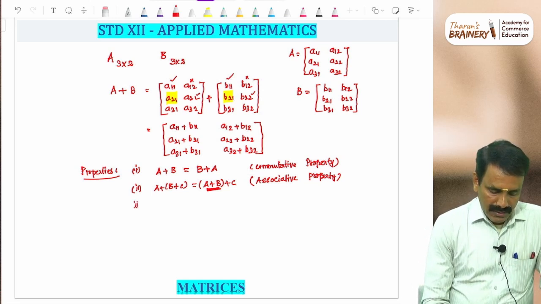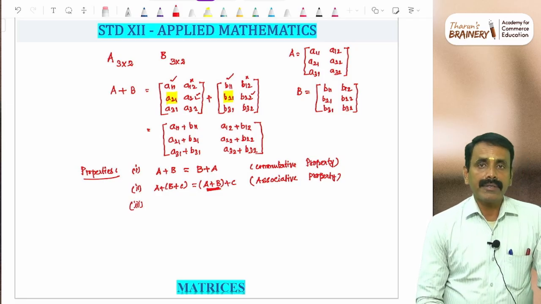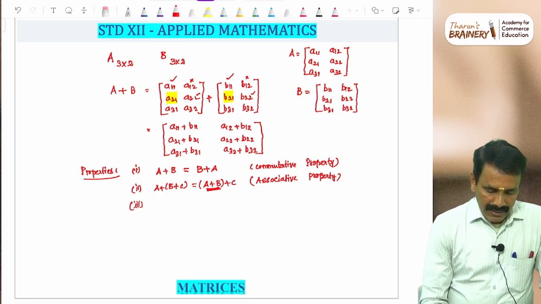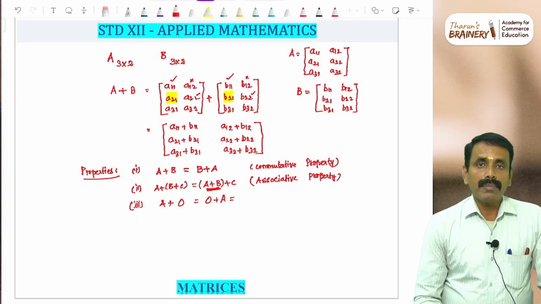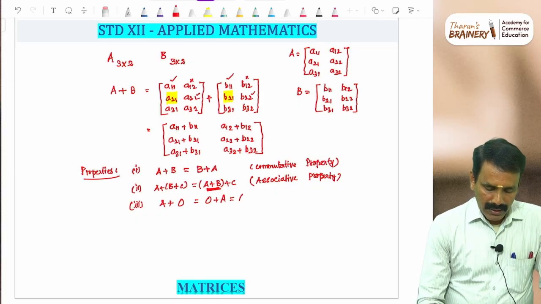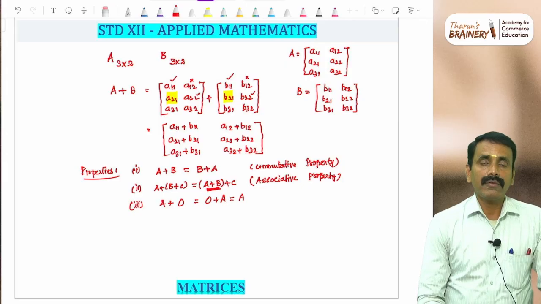Next, existence of identity. That is, any matrix can be added to the null matrix of the same order, and then we get the same matrix. 0 plus A or A plus 0 will be equal to A. Existence of identity. Is it clear?